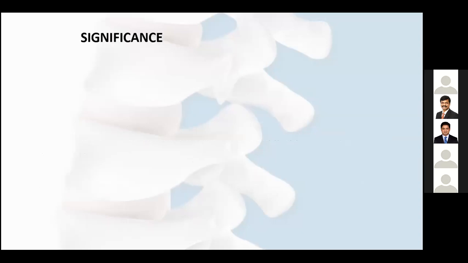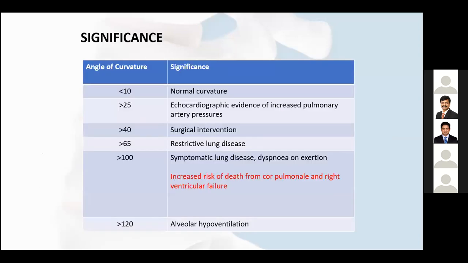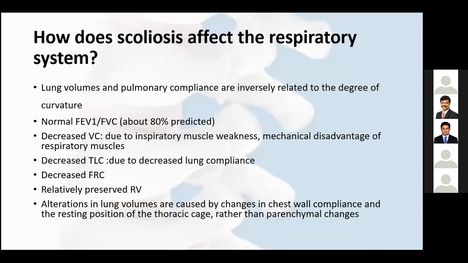So what is the significance of knowing the degree of Cobb's angle? If it is less than 10, it is usually a normal curvature. When it is more than 25, there is echocardiographic evidence of increased pulmonary artery pressures. When it is more than 40 or 45 to 50, surgical intervention is needed. And when it is more than 65, usually the patient will have definite restrictive lung disease, and more than 100, symptomatic lung disease, dyspnea on exertion, and increased risk of death from cor pulmonale and right ventricular failure. When it is more than 120, alveolar hypoventilation occurs.